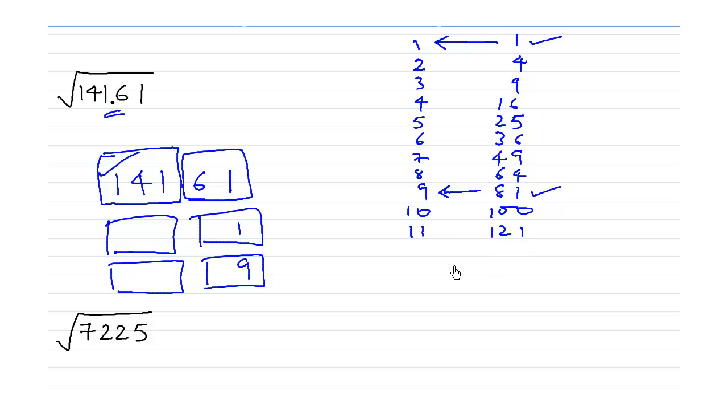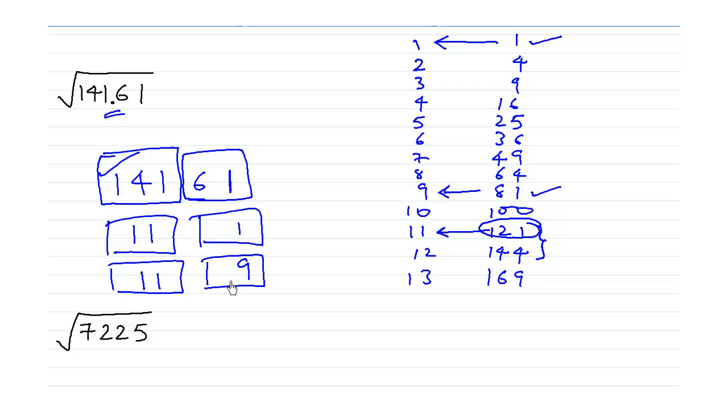11 square is 121 and 12 square is 144, 13 square is 169, and this number 141 lies between 121 and 144, a little less than 144. So which is the smaller number? The smaller number is 121. What is opposite to that 121? 11. So our previous digits are 11. So our answer is either 111 or 119.